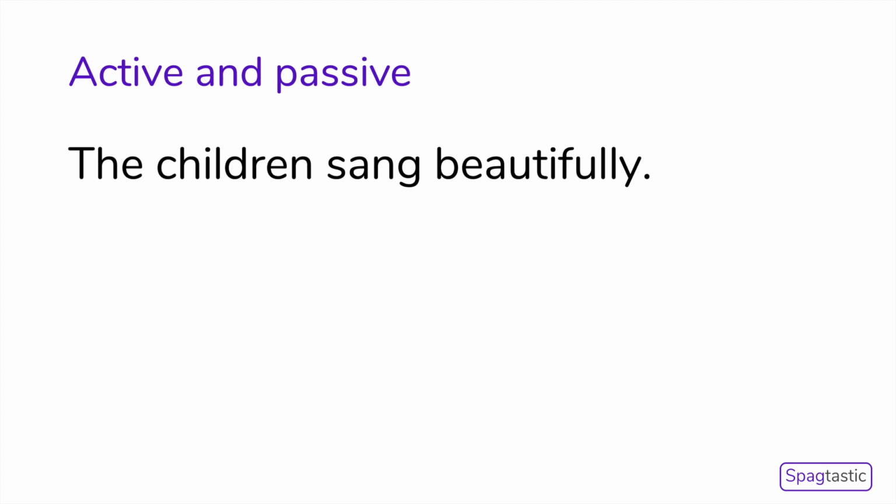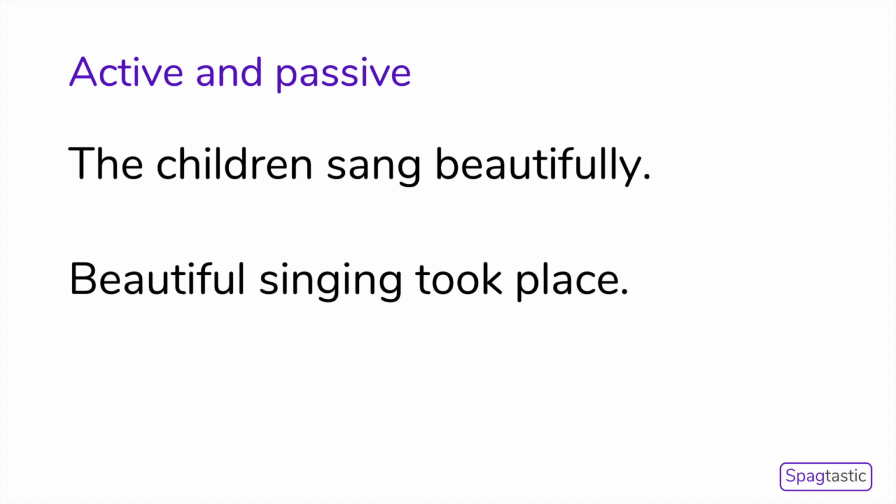Let's look at some examples of active and passive sentences. The children sang beautifully is an active sentence because we know who did the singing, it was the children. However, if the sentence is changed to beautiful singing took place, we don't know who did the singing, so this is a passive sentence.